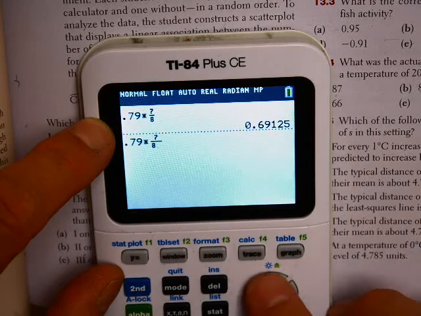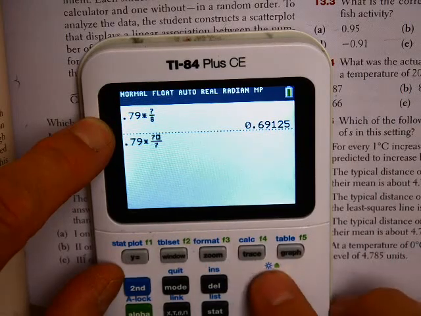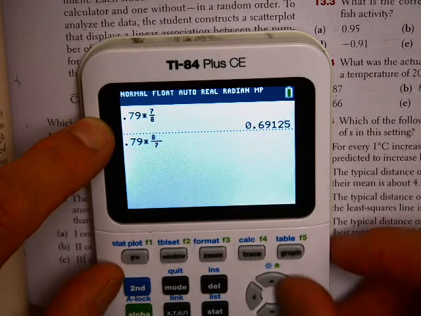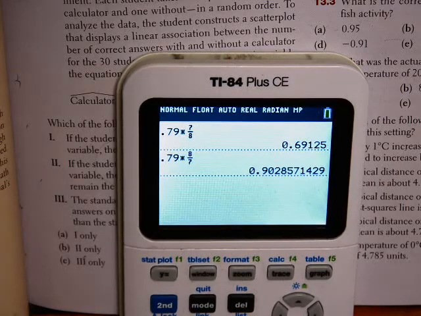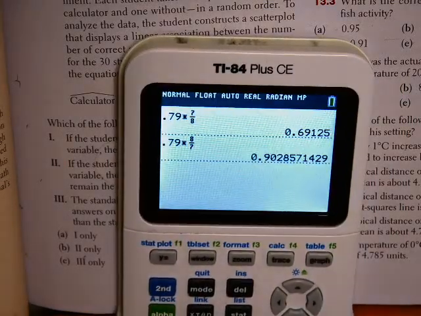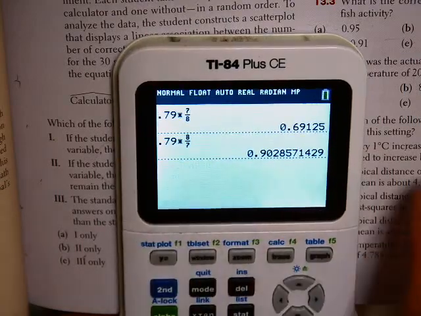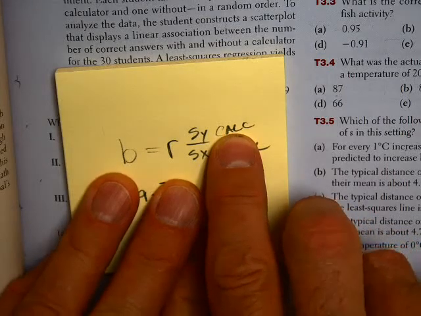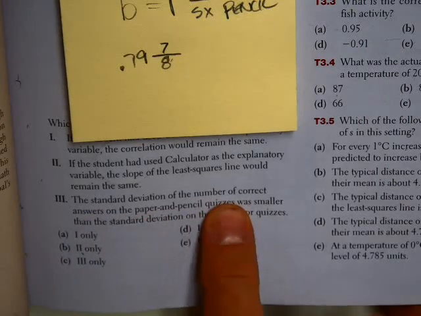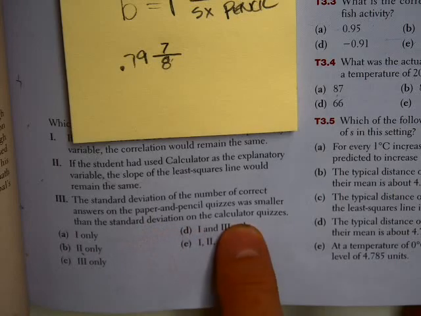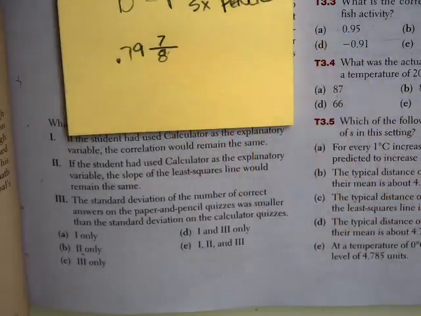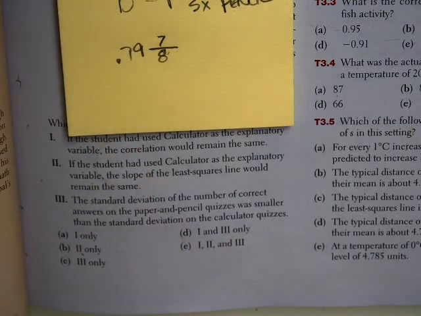So let me just switch these. The 7 and the 8 are just numbers I'm pulling out of my head, just for the fun of it. I'm just playing with fractions here. There we go. So for that slope to increase, it'd have to multiply by an improper fraction, which would make the standard deviation of the calculator a larger standard deviation than the pencil. So let's go back to the question. The standard deviation of the number of correct answers on the paper and pencil quizzes was smaller than the standard deviation on the calculator quizzes? Yes, that's exactly what we found. So 1 and 3 are true.